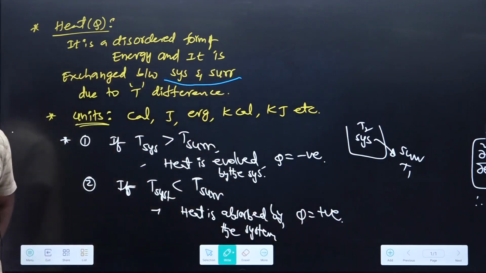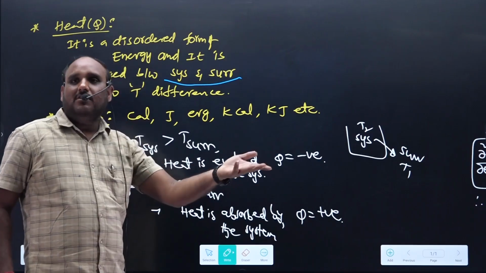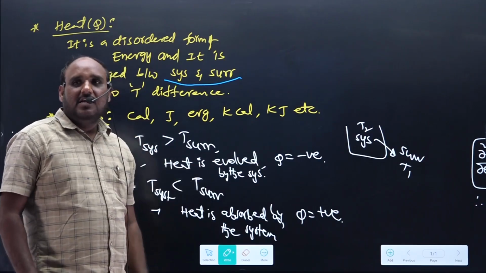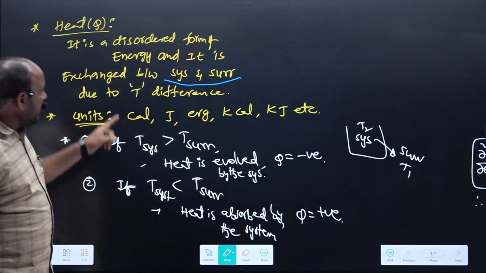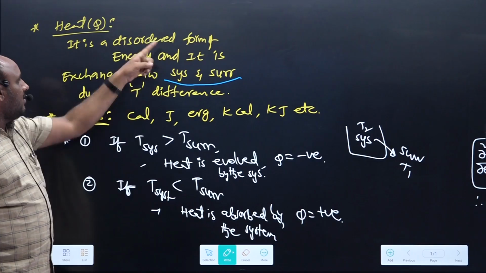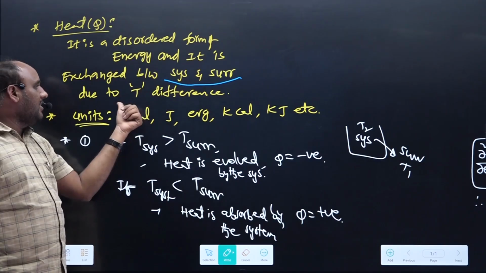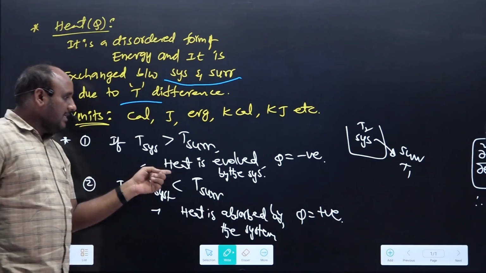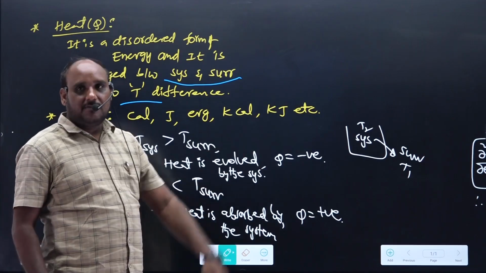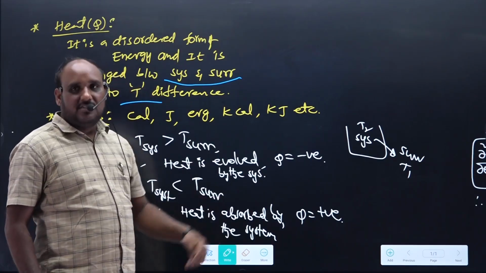Positive, right? Some heat is absorbed by the system, therefore heat Q is positive. Heat is evolved by the system. At that time Q is negative, right? So heat is a form of energy, a disordered form of energy, and that is exchanged between the system and surroundings due to what? Temperature difference. If the temperature of the system is more, at that time heat is evolved by the system. If the temperature of the surroundings is more, heat is absorbed by the system, right?